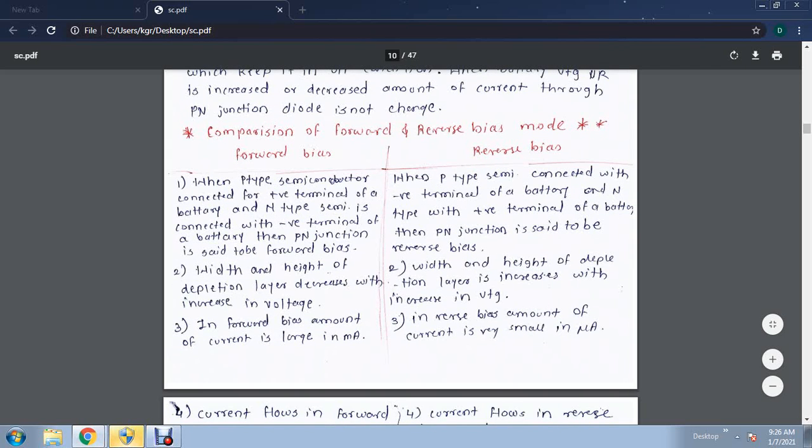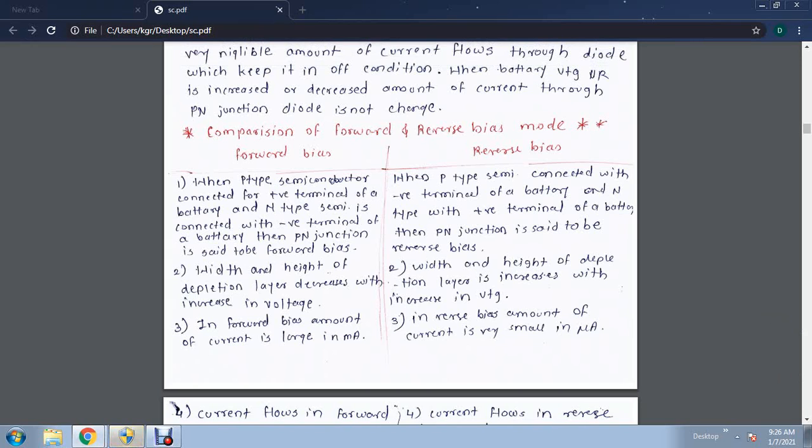The comparison of forward bias and reverse bias. When the P-type semiconductor is connected to the positive terminal of the battery and the N-type semiconductor to the negative terminal, the PN junction is said to be forward biased. When the connections are reversed, it is called reverse bias. The width and height of the depletion layer decrease with increase of voltage in forward bias, whereas in reverse bias, the width and height of the depletion layer increase with increase in voltage. In forward bias, the current is large, in milliamps, whereas in reverse bias, the current is in microamps.